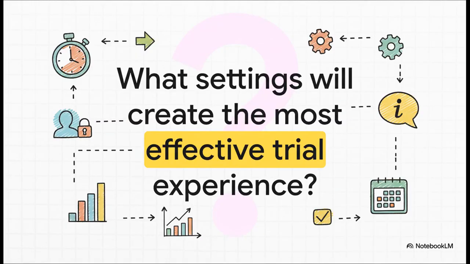And that pretty much wraps it up. The real power here isn't in any single setting, but in how you creatively combine them. So I'll just leave you with this question to think about. What unique combination of limits, timers, and user feedback are you going to use to create the absolute most effective trial for your users?